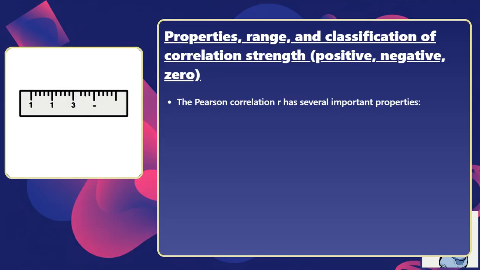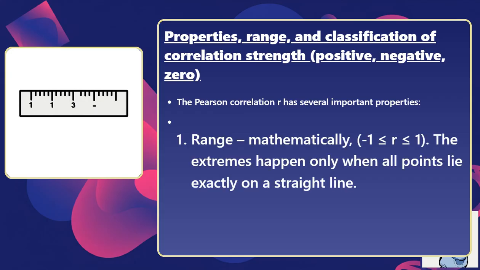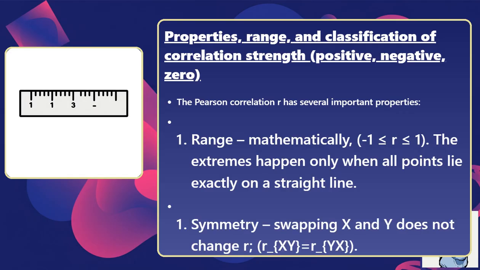The Pearson correlation R has several important properties. 1. Range: mathematically, -1 ≤ R ≤ 1. The extremes happen only when all points lie exactly on a straight line. 2. Symmetry: swapping x and y does not change R. R sub xy equals R sub yx.